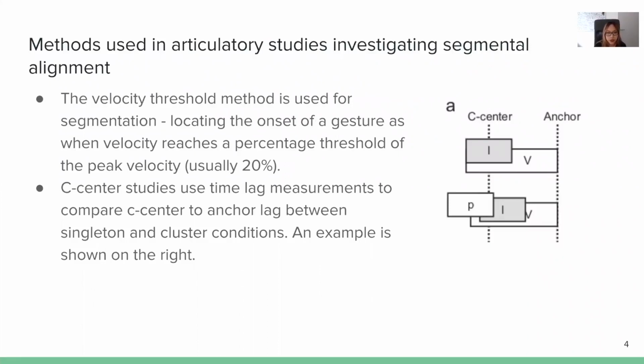For segmentation, most studies use the velocity threshold method, which is to locate the onset of a gesture as when velocity reaches a certain percentage of the peak velocity, such as 20%. And C-center studies usually measure the center of the consonant, both for singleton and cluster consonants, and an anchor time either at the end of the vowel or at the onset of the coda consonant, and compare the time lag between the two and say that a C-center effect has been observed if the C-center to anchor lag are equal between singleton and cluster condition.